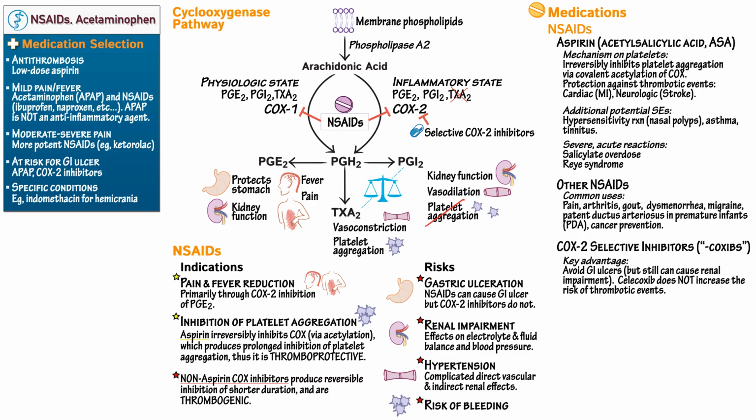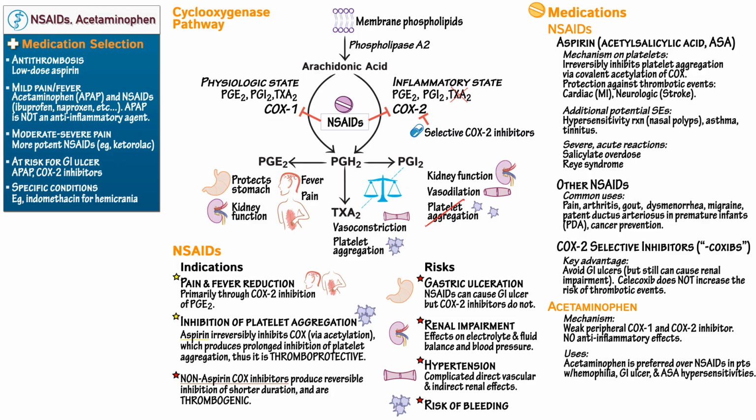Now let's look at acetaminophen. Indicate that it's a weak peripheral COX-1 and COX-2 inhibitor and that it has no anti-inflammatory effects. It's proposed that it acts via COX-3 inhibition in the central nervous system. Thus indicate that it's preferred over NSAIDs in patients with hemophilia, GI ulcer, and aspirin hypersensitivities, amongst other conditions.